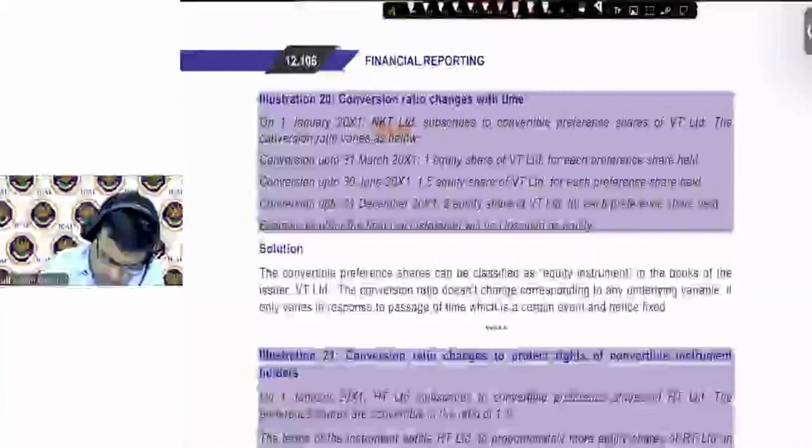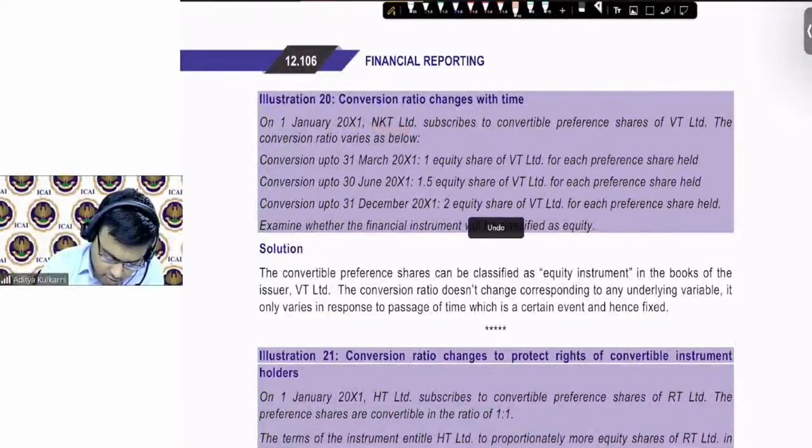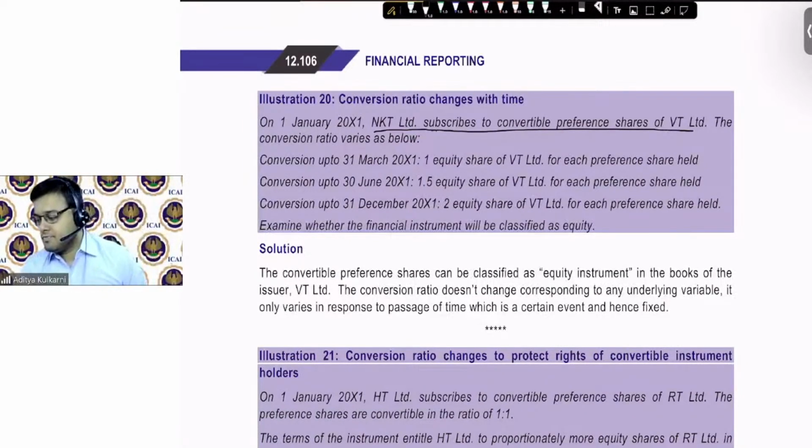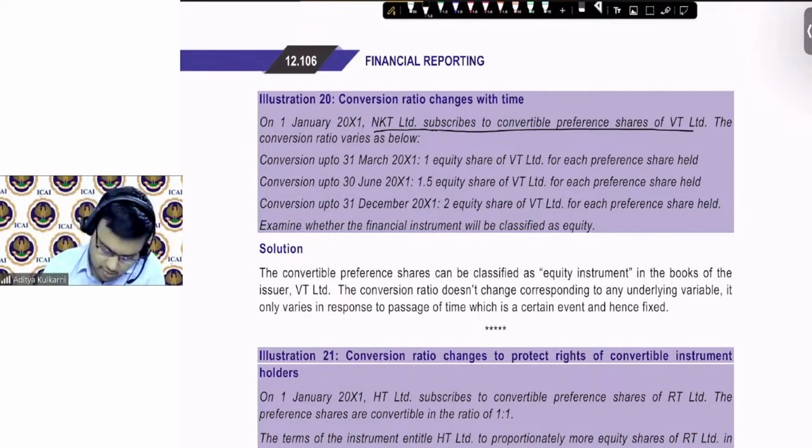Okay. All right. So now, variable preference shares of VT. NKT subscribes to convertible preference shares of VT. Okay. The conversion ratio varies as below. Conversion up to 31st March 20x1, 1 equity share of VT for each preference share held. Conversion up to 30th June, 1.5. Conversion up to 31st December, 2 equity shares.